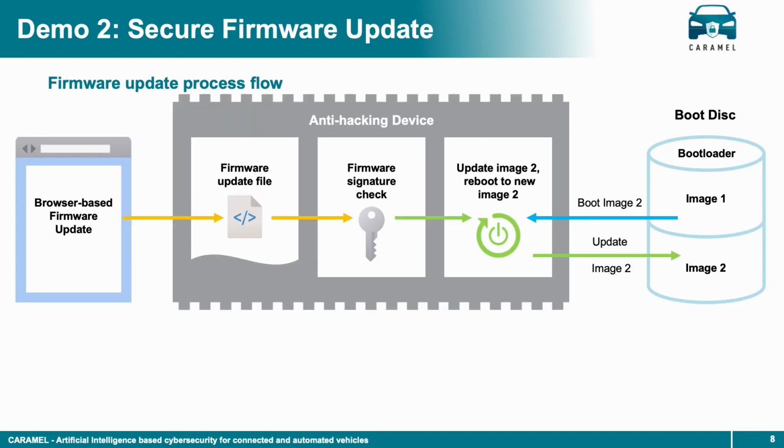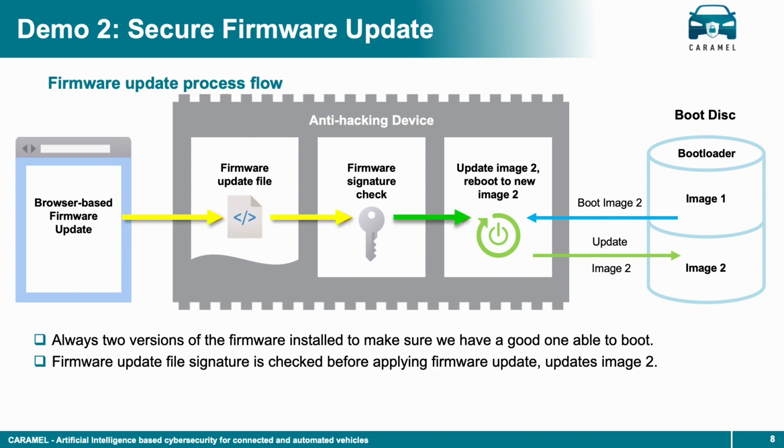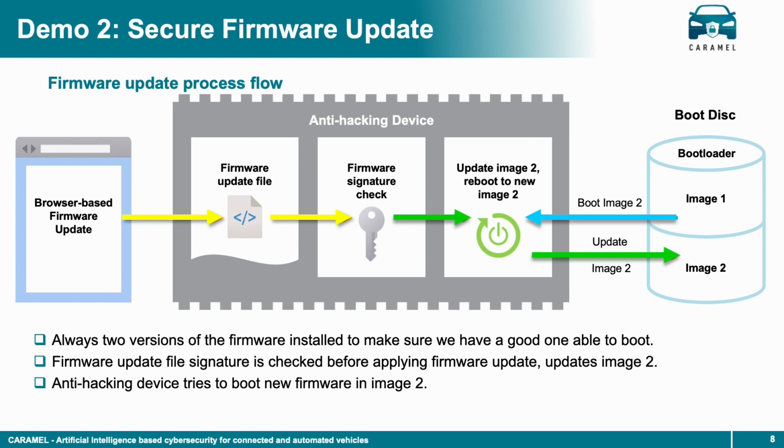For demonstration purposes, we have implemented the firmware update system as a web-based process. There are always 2 versions of the firmware installed on the anti-hacking device to make sure we have a good one able to boot. After uploading the firmware file, the firmware signature is checked before applying the firmware update. In this example, image 2 is updated.